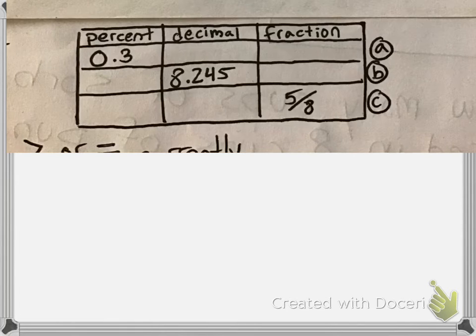As a decimal, same thing. We move it away from the percent sign. 1, 2. We get 0.003. To make this next one a percent, we move it 1, 2. We get 824.5%. Excellent. Here's the other thing. As a fraction, we already know what it's going to be. What place value is that 3 in? Who can tell me what place value is the 3 in, Romario? Thousandths. So we get 3 over 1,000. Is that our answer? No.